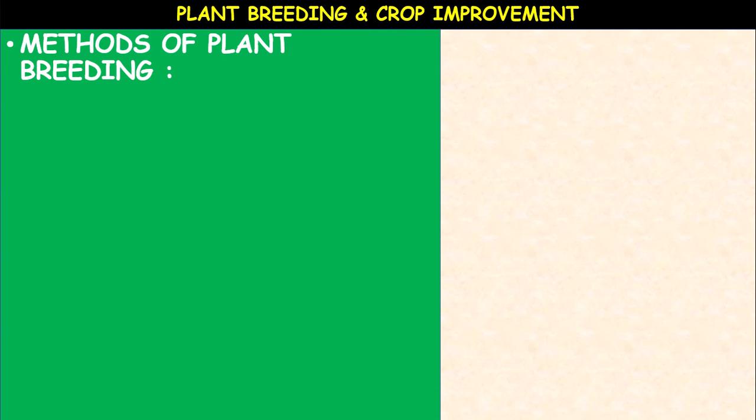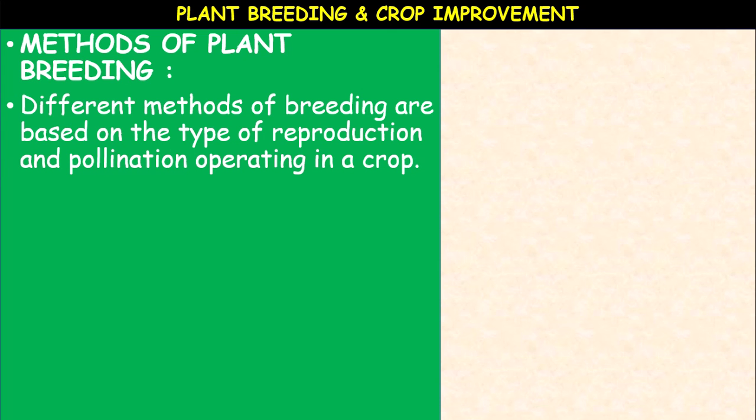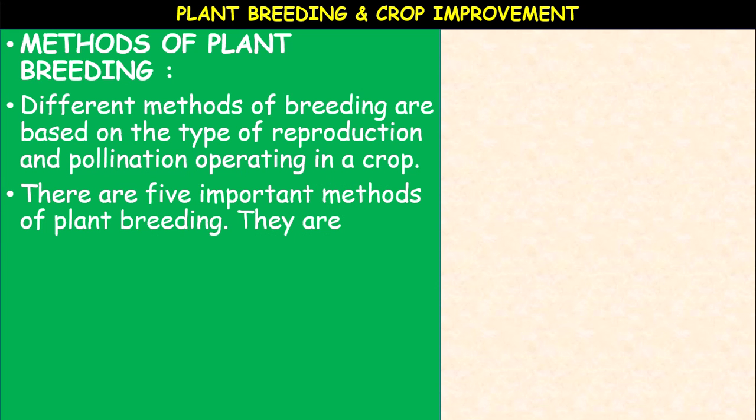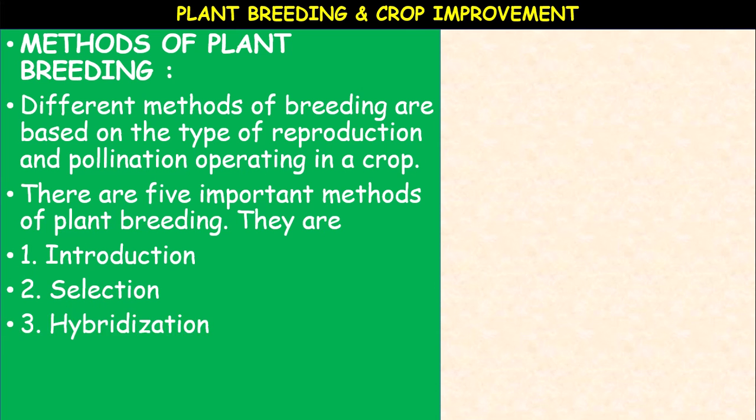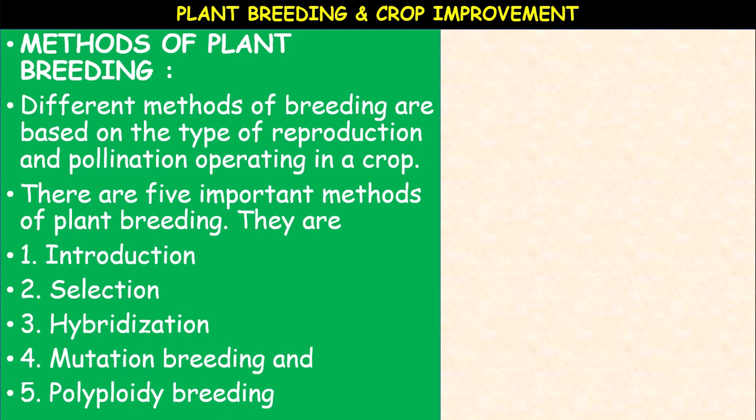Okay. Methods of plant breeding. There are different methods of breeding. The different techniques are based on the type of reproduction and the pollination operating in a crop. So, there are 5 important methods of plant breeding. What are they? They are introduction, selection, hybridization, mutation breeding, polyploid breeding. These are the 5 important methods of plant breeding.